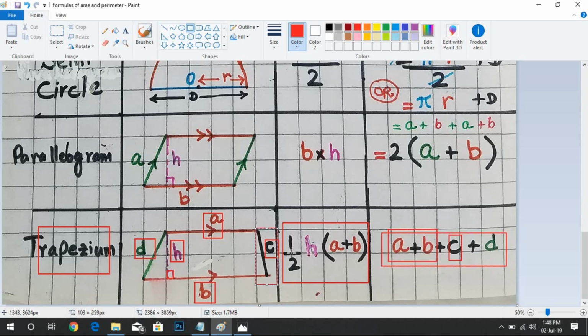Different colors have been used for your better understanding. These are the formulas of all the regular shapes, which are very important. You learn these formulas by heart so that you can understand well.